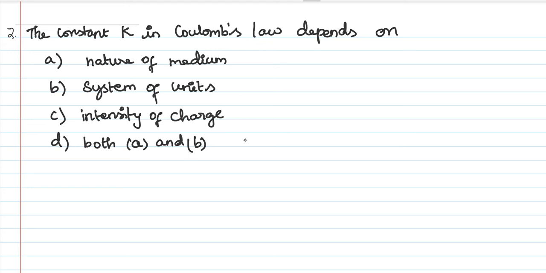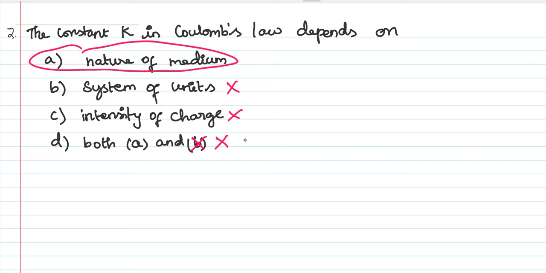the story. So is it going to depend upon the units? No. And it is a constant, so obviously it is not going to depend upon the intensity of charge. So how much amount is not a problem for me. Since B is not there in our story, I cannot select the option of D also. So this is also not going to work out. So what is the only possibility? It is nature of medium.